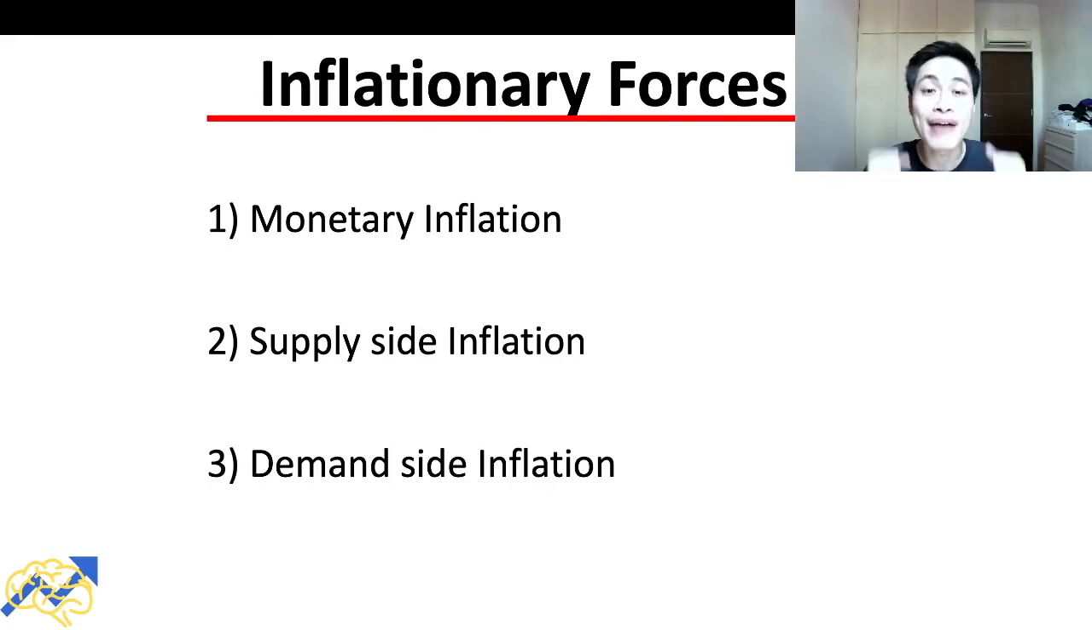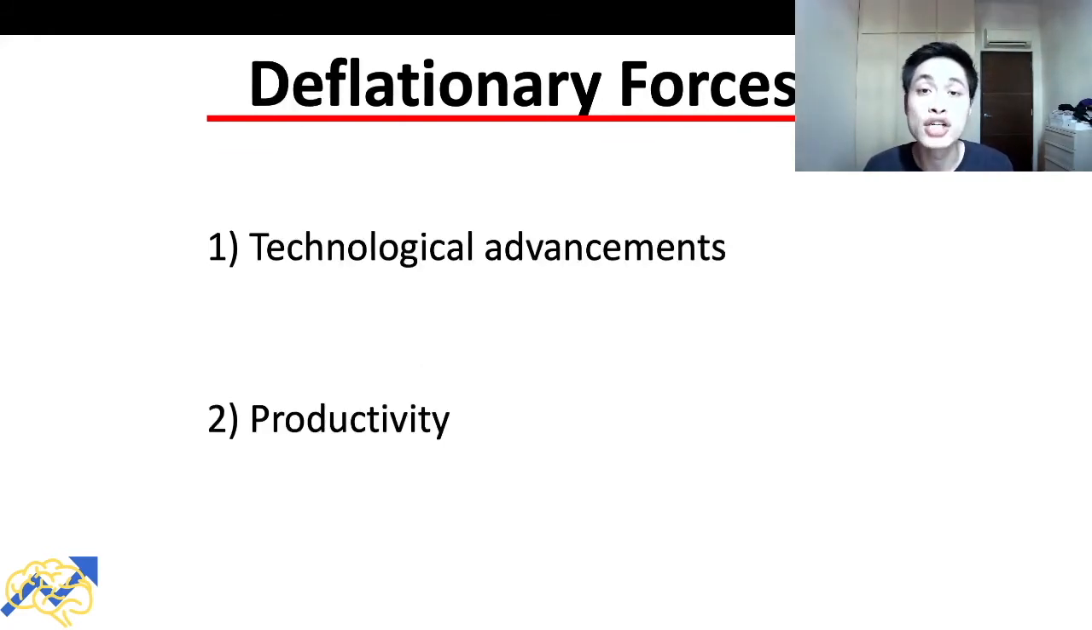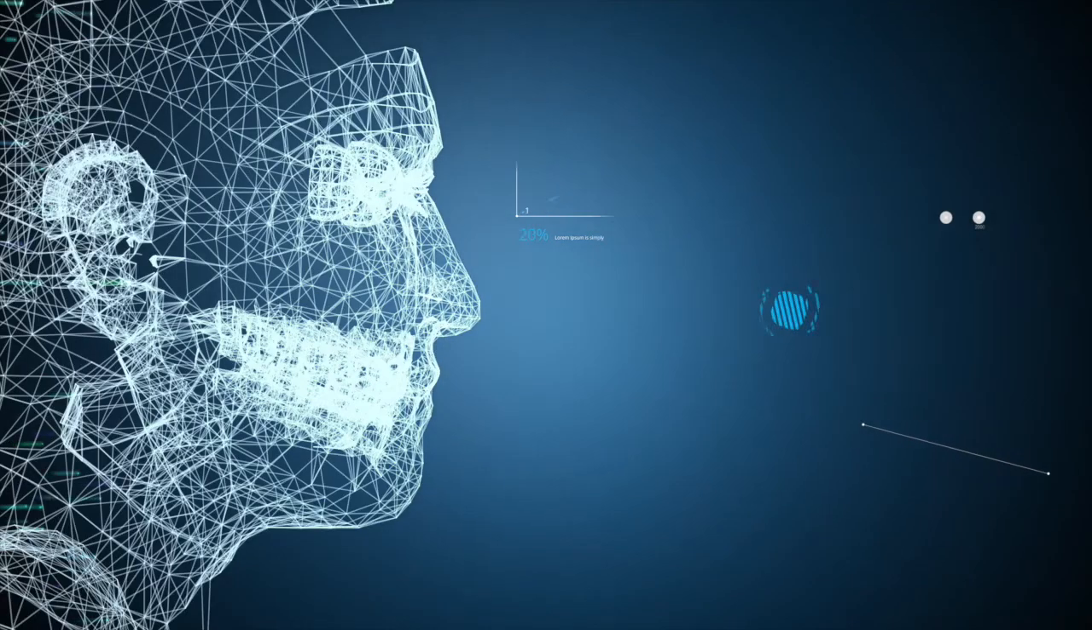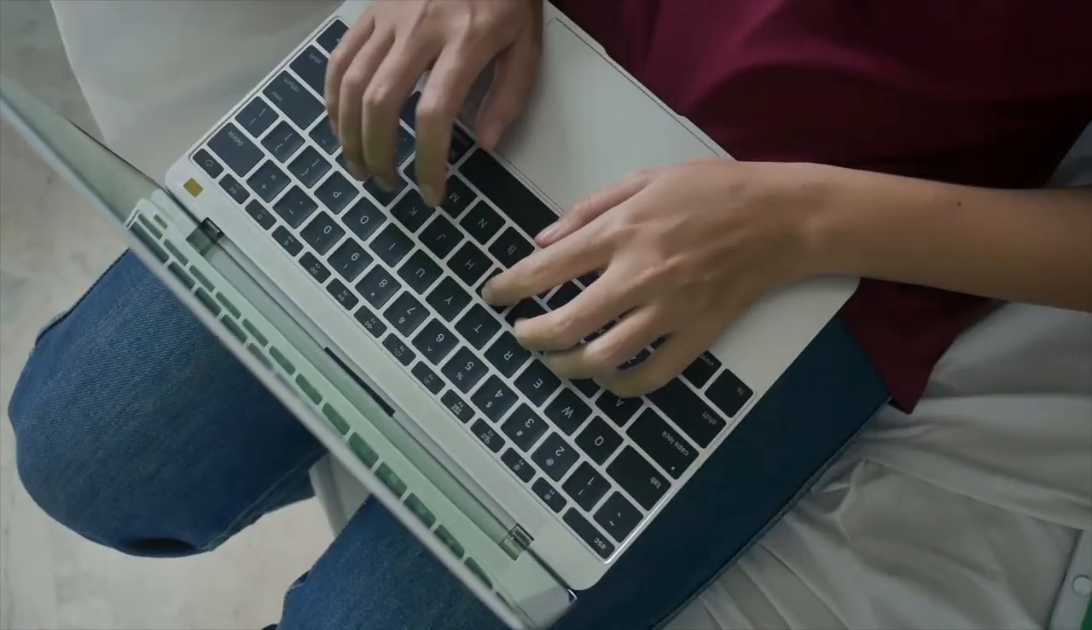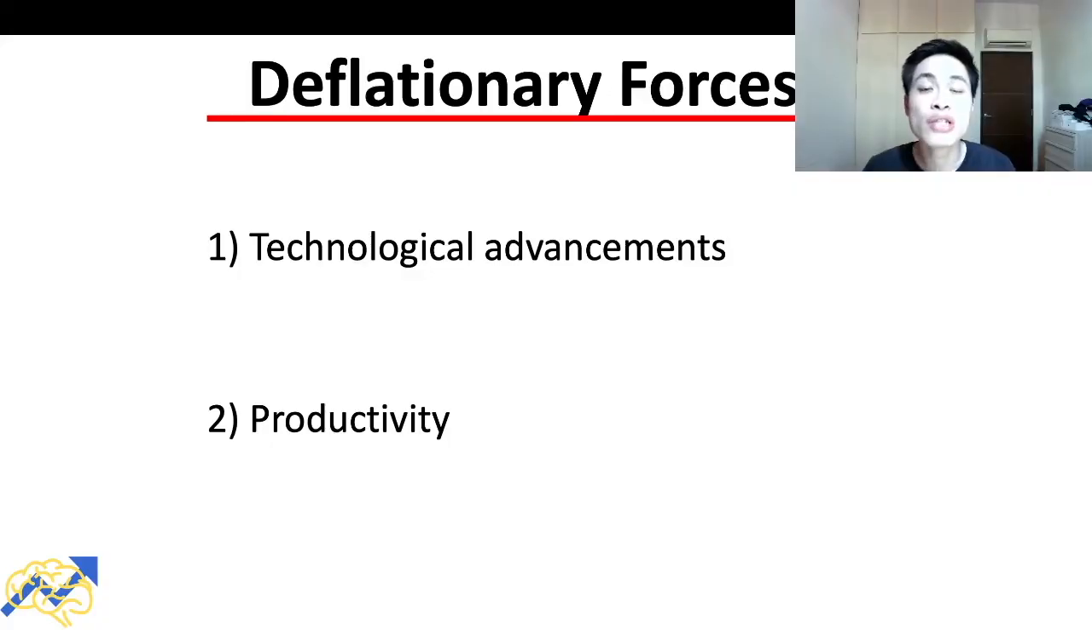And if the Fed has direct control over the main inflationary force in the economy, they are in a better position to forecast inflation. Because after all, inflation in an economy is determined by inflationary forces and deflationary forces. So the main deflationary forces in our economy are, the first, technological advancement and the second, productivity. And these two deflationary forces tend to remain quite stable over time.